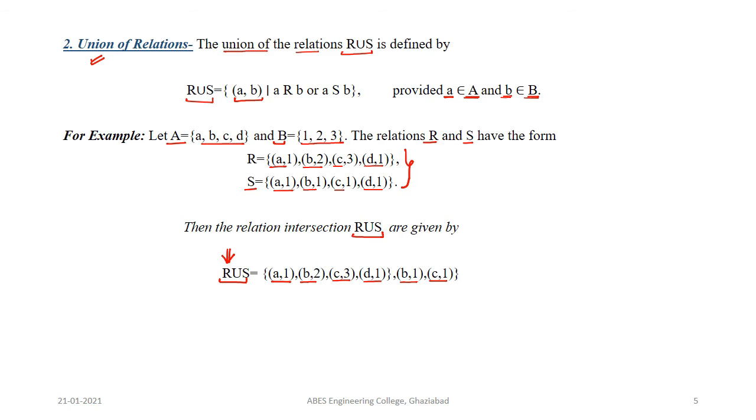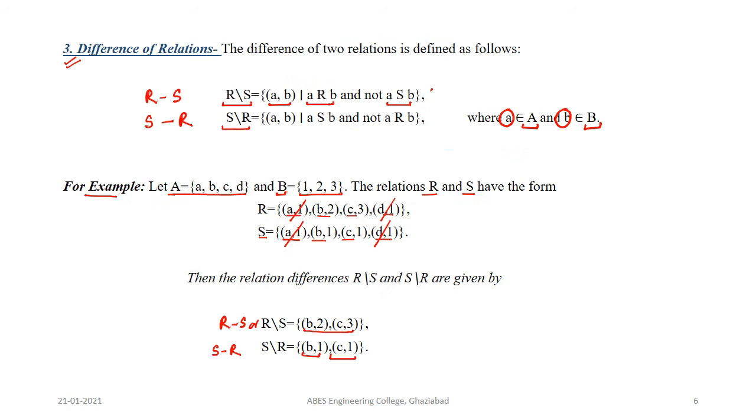So all the ordered pairs will come inside R union S, and when we perform the union operation over the relations, all the ordered pairs will come inside the union of these two relations. So this is the union operation.